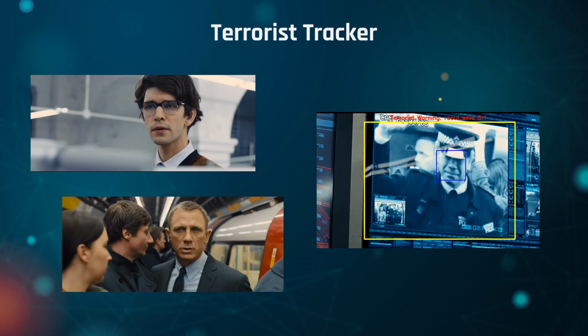Had Q used Terrorist Tracker, it would have identified the fugitive a lot quicker, thereby allowing James Bond to apprehend Raul Silva before he escaped.